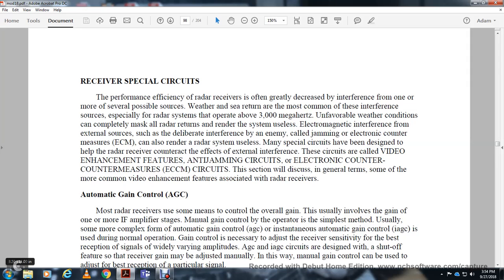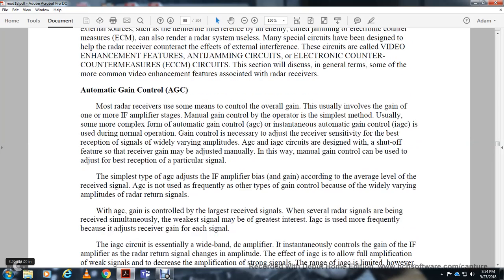External sources of deliberate interference by the enemy, called jamming or electronic countermeasures, can also render the radar system useless. Many special circuits have been designed to help the radar receiver counteract the effects of external interference. Video enhancement features and anti-jamming circuits are electronic counter-countermeasures. This section will discuss in general terms some of the most common video enhancement features of the radar receiver.